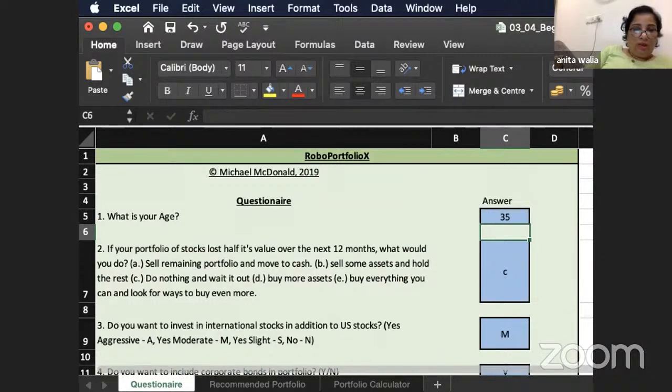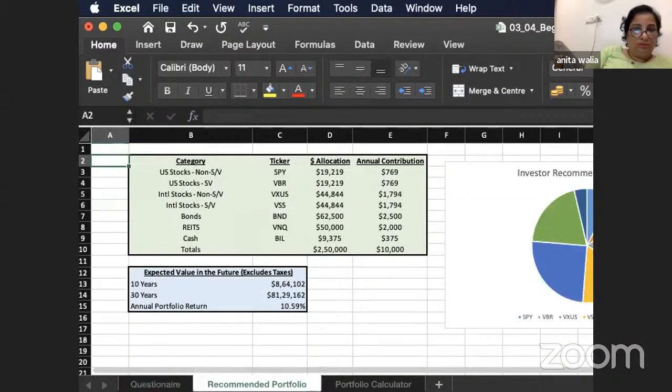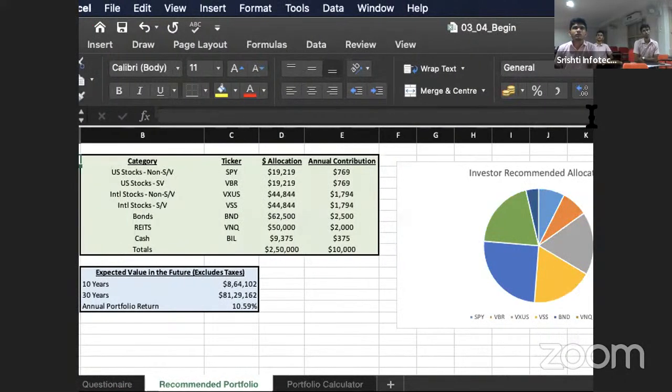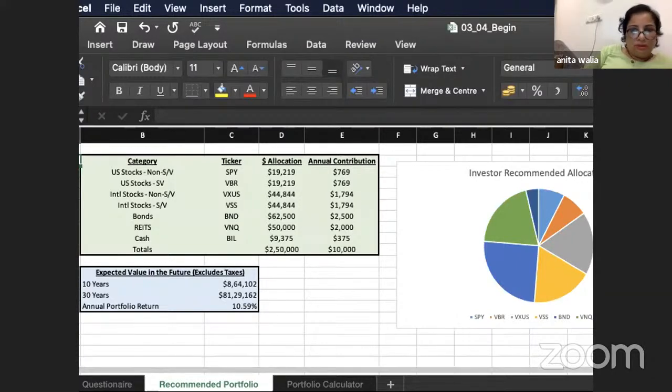Right. So now let's just see what the recommended portfolio based on these responses is. If you come over to the recommendation portfolio tab, I will just go to the recommendation. Can you see that? Yes, ma'am. It's only showing half of the pie chart. One minute. It's better now? Yes.